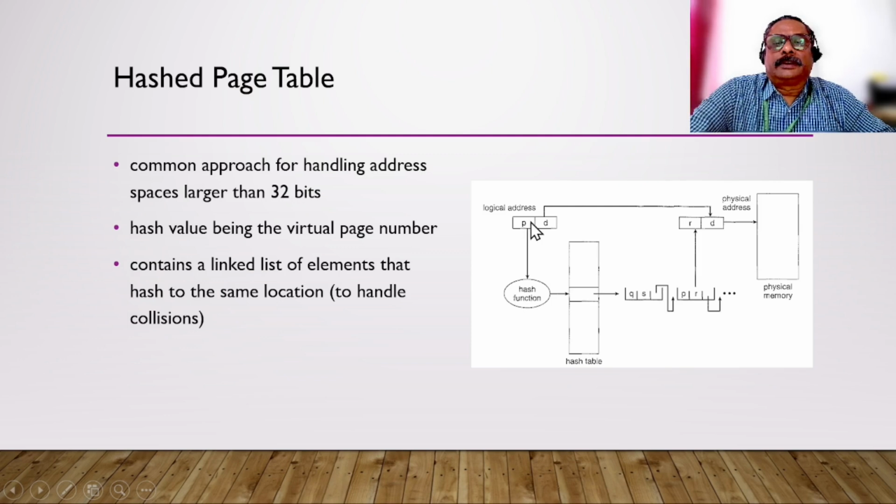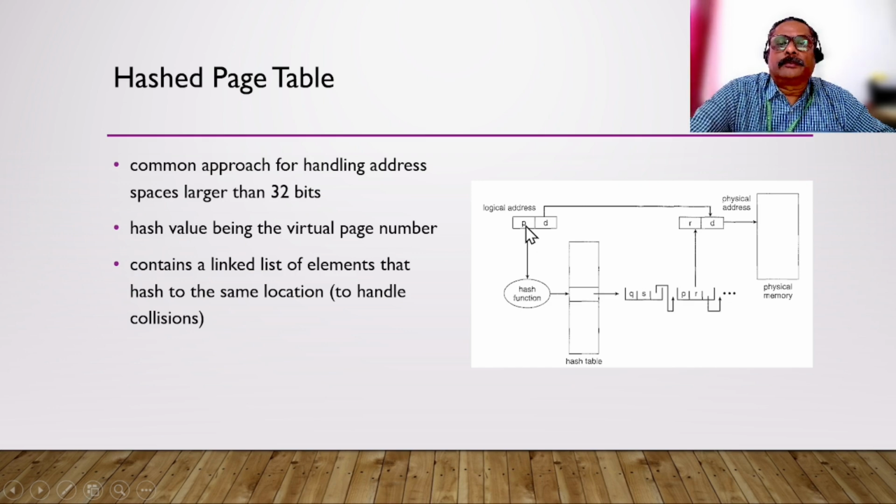We have a logical address made up of the page number and the displacement. The page number goes to the hash function, and the hash function gives the index. That hash function may be a modulo function or something else. It takes a big number and gives one particular number, and that number serves as an index into the hash table, and that index has a linked list.